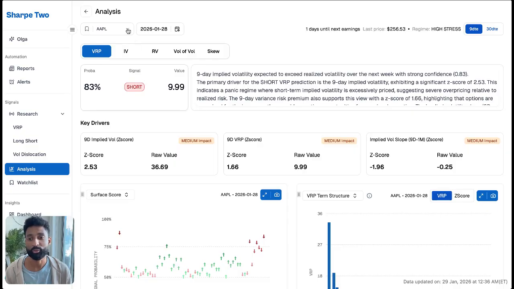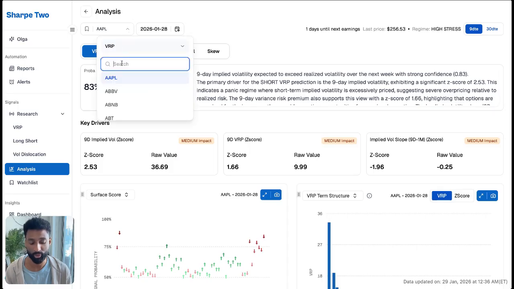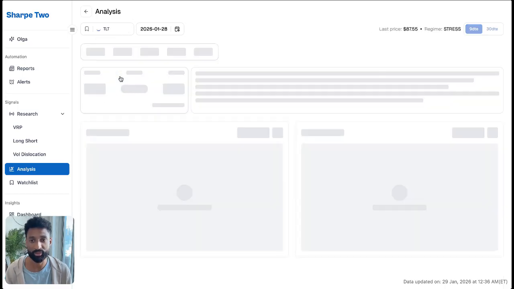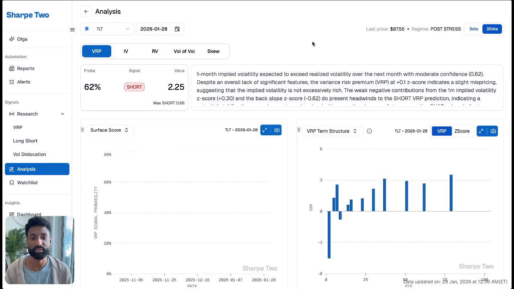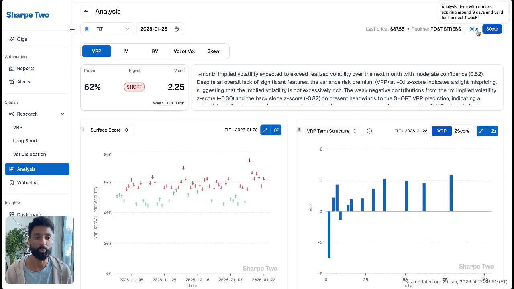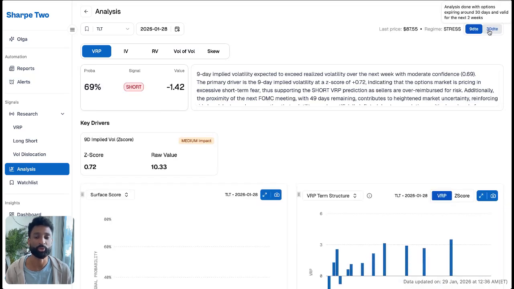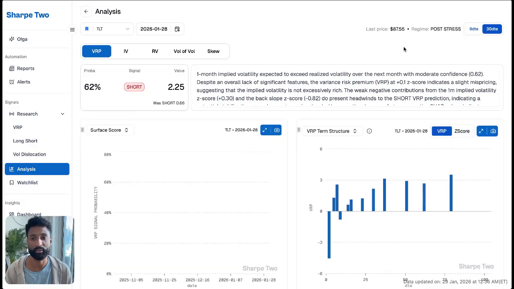Once you're here, you don't have to create a new analysis all the time. You can just switch tickers and look for the one you're willing to explore. That's another good one. On the short-term side of things at the moment, TLT looks like there's a decent bit of edge, a little bit less edge at 30 days, but at the end of the day, you want to compare these two and then structure a trade the way you want.